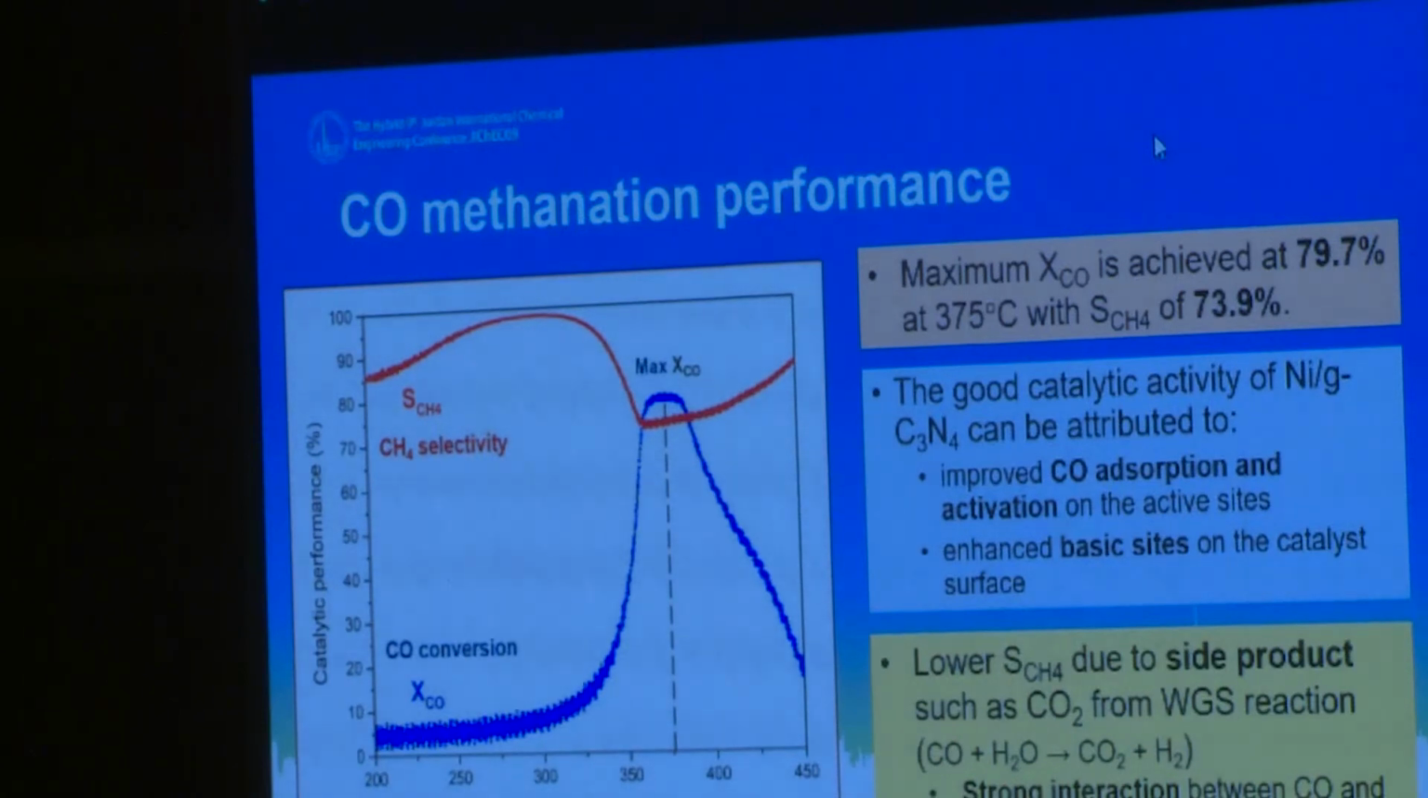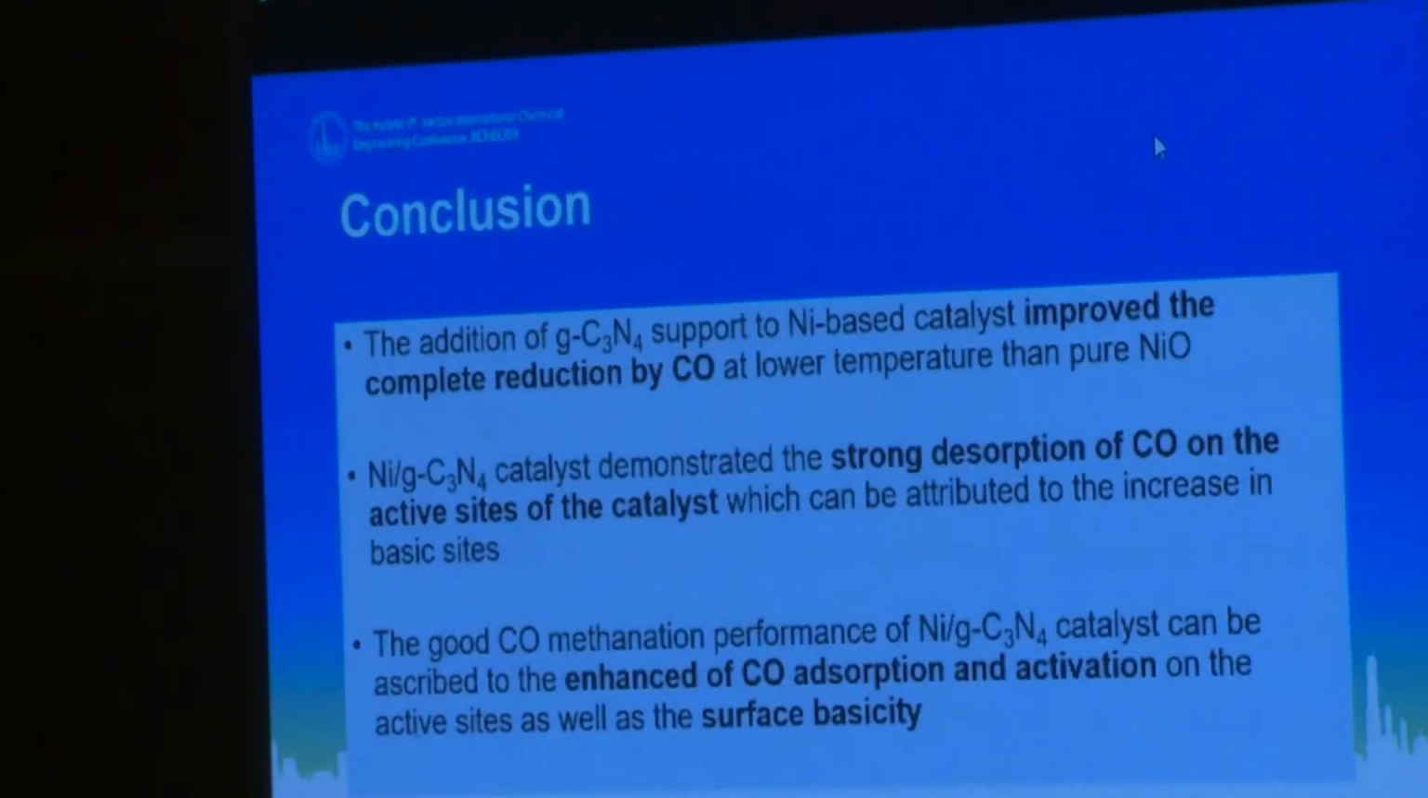And this can be explained by the strong interaction between CO and active metals based on our TPD result. Okay, as the conclusion, the addition of the graphitic support to the nickel-based catalyst improved the complete reduction at lower temperature than pure nickel oxide. And secondly, the nickel supported graphitic catalyst demonstrated the strong desorption of carbon monoxide on the active sites of the catalyst, which can be attributed to the increase of basic sites. And lastly, the good CO methanation performance of the nickel catalyst can be ascribed to the enhancement of CO adsorption and activation on the active sites as well as the surface specificity.